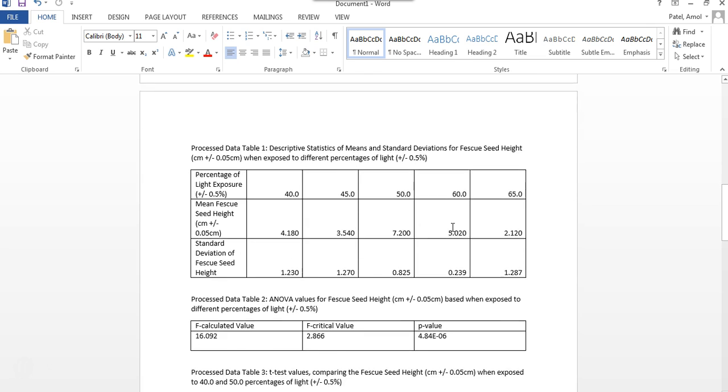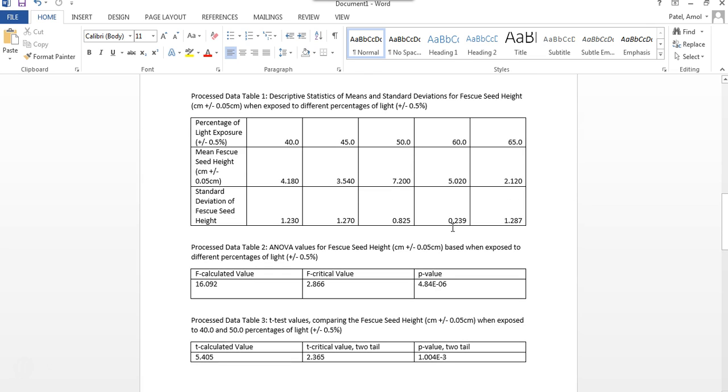And then what I have down here is my process data. So anything that I processed has an additional decimal point, just as I said in the Excel video. So I've got my percentage of light exposure. Pay attention to the titles here. I've got my mean and my standard deviation. My mean has a value and uncertainty. My standard deviation does not.